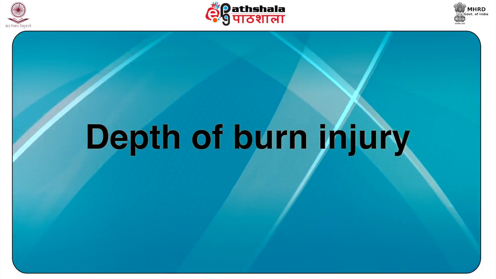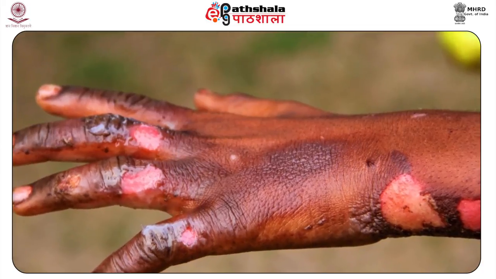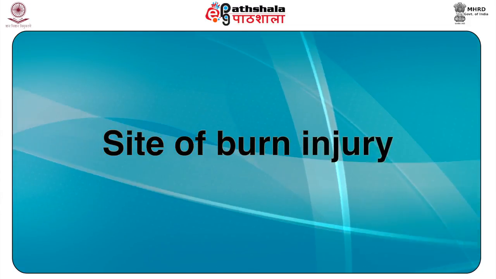The second parameter is the depth of the burn injuries. Deeper the burns, more difficult is the healing process, giving rise to more complications. Superficial burns will produce more pain, thereby causing neurogenic shock, whereas in deep burns, although pain is less, hypovolemia is much more. So when we talk about the prognosis or fatality, the body surface area involved is more important than the depth of the burn injury. Third factor is the site of burn injuries. Burns on neck, chest and abdomen have grave prognosis, and over the perineal region, although it constitutes only 1%, that has the worst prognosis.